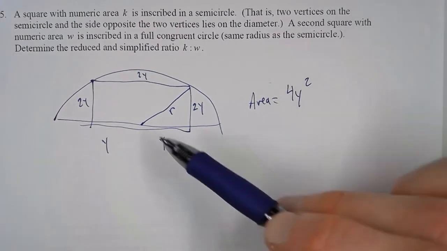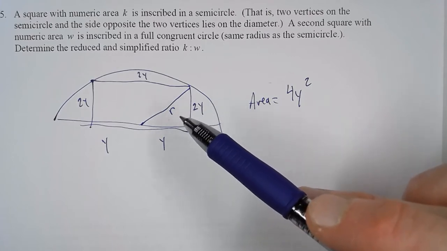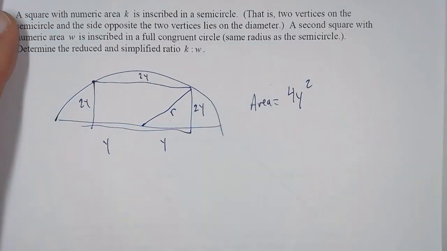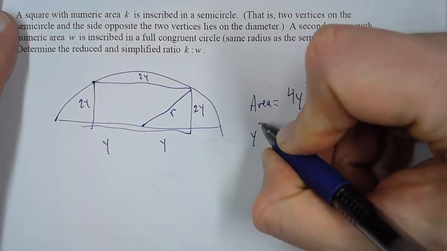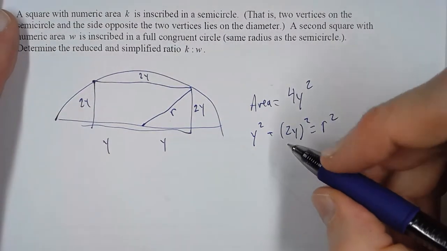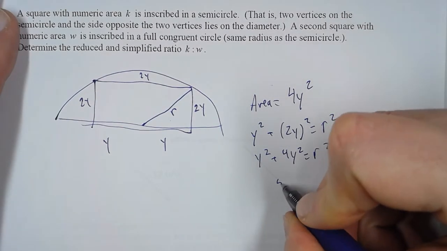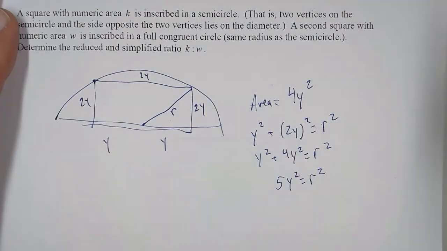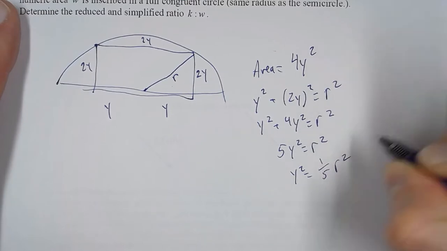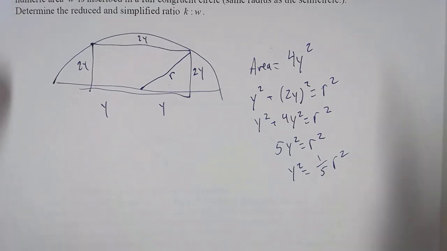But we need to put this in terms of r, the radius, because if we don't, then we run the risk of not being able to convert into a common ratio, because it won't be in the same terms. So, using the Pythagorean theorem, y squared plus quantity 2y squared equals r squared. So y squared plus 4y squared equals r squared. So then we have 5y squared equals r squared. So for this problem, y squared equals 1/5 r squared. Now I'll leave it at that because I'm not going to take the square root of 1/5. It's not going to be necessary in a second.